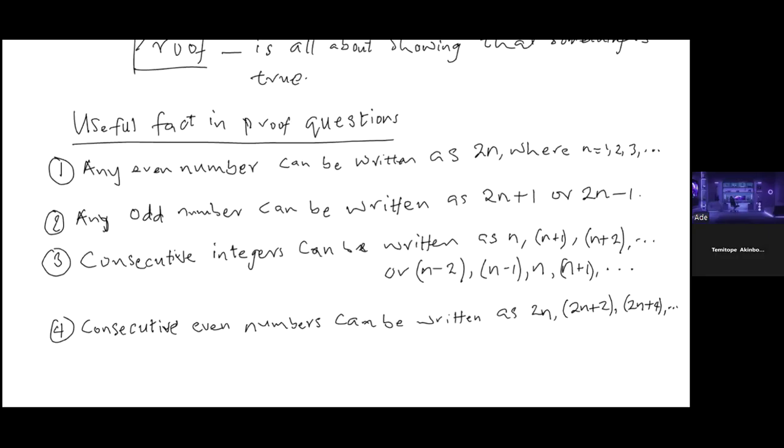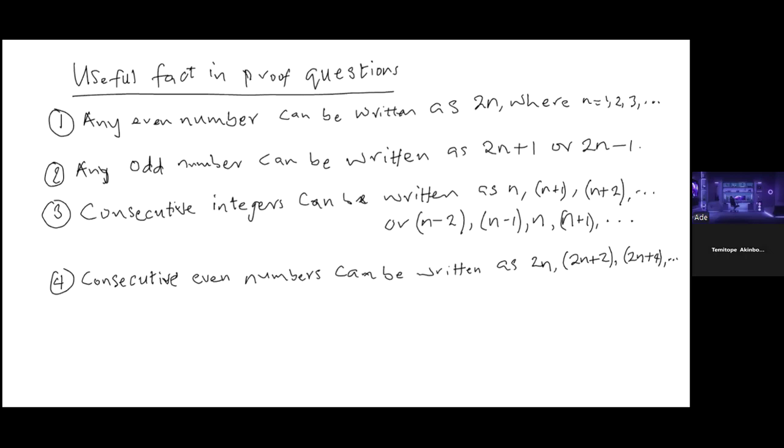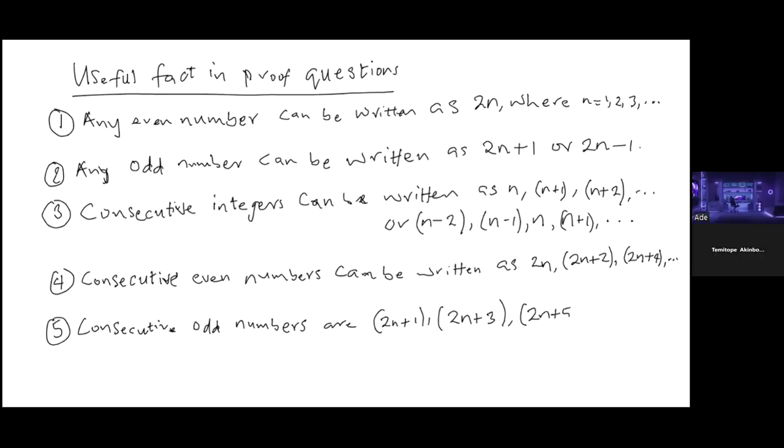Okay. So number 5, consecutive odd numbers are 2n plus 1, 2n plus 3, 2n plus 5, and it continues like that. Is that clear?